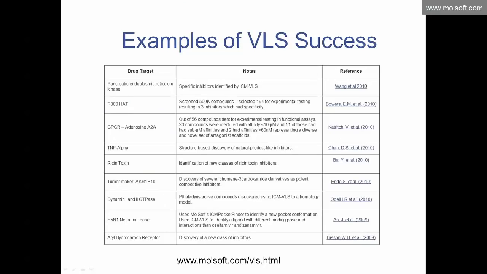If you're interested in other success stories, you need to go to our website. Just look for vls.html. They're listed there with the papers, and it gives you an idea of roughly how many chemicals you may need to select from your hit list in order to find a hit. So this one, for example, screened 500,000 compounds. 194 were chosen for experimental testing, and three inhibitors were found. In this one, 56 compounds were sent for experimental testing, and 23 found. So you can see some statistics on that in vls.html.